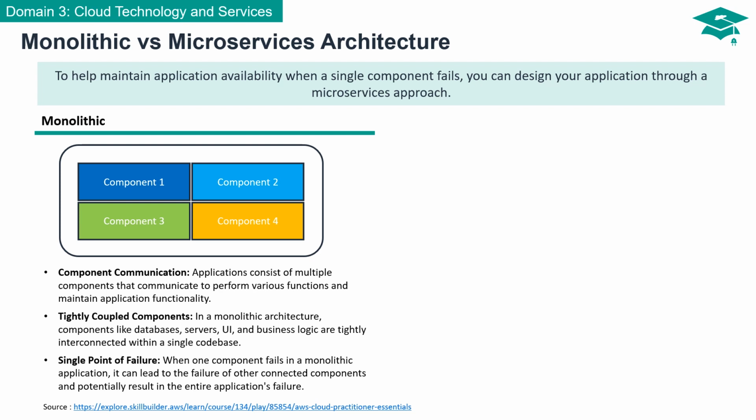Monolithic architecture involves multiple components working together within a single codebase to ensure application functionality. Component communication: various components communicate to execute different functions and maintain overall application functionality. Tightly coupled components: components like databases, servers, UI, and business logic are tightly interconnected within the same codebase. Single point of failure: in a monolithic setup, if one component fails, it can lead to the failure of other connected components and, in the worst case, result in the entire application's failure.